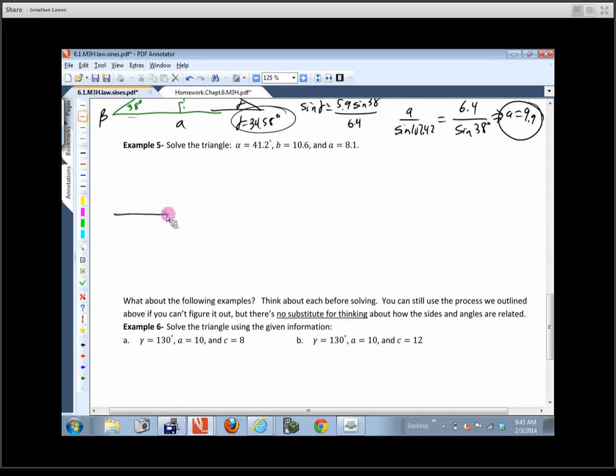Angle alpha, 41.2 degrees. So I'm going to draw that about right here, 41.2 degrees. Side B and side A. Side A has got to be across from that. That's got to be over here. That's got to be the 8.1. And if you have to draw something in like this, go ahead. This is 10.6.